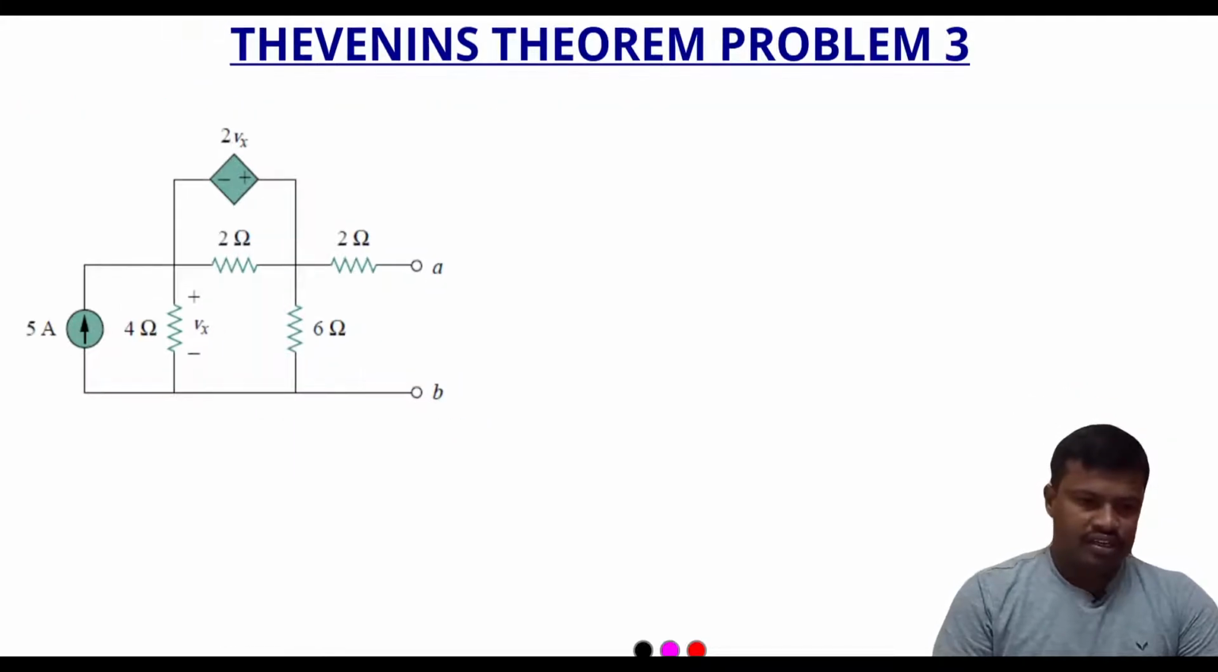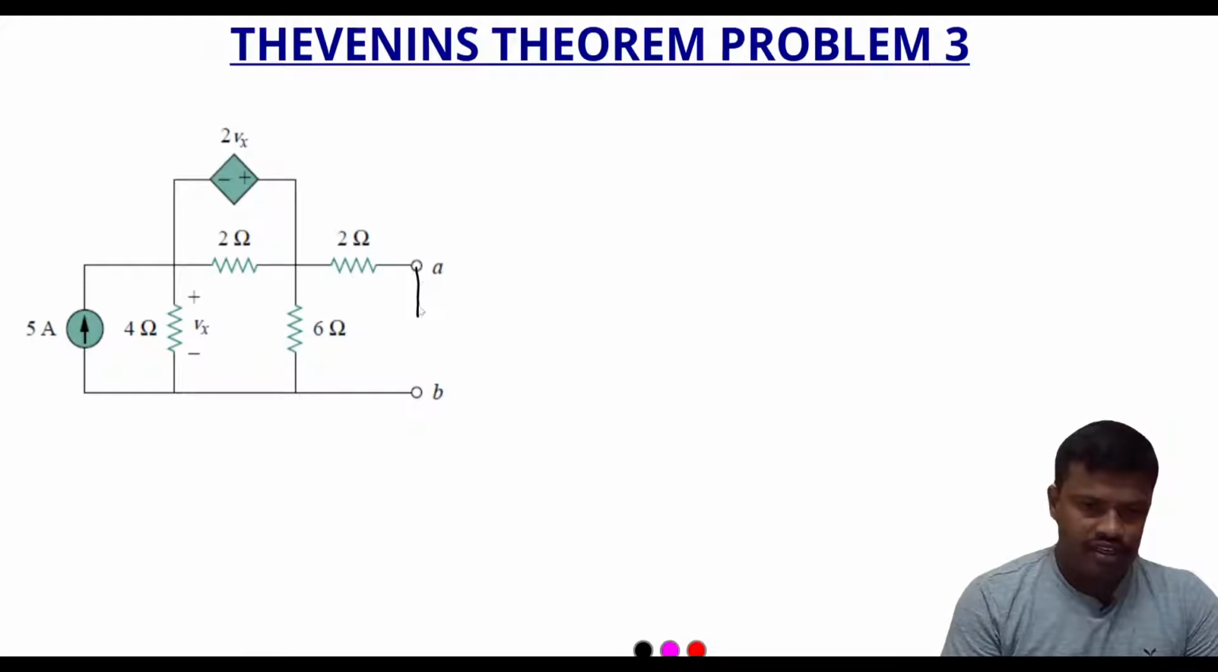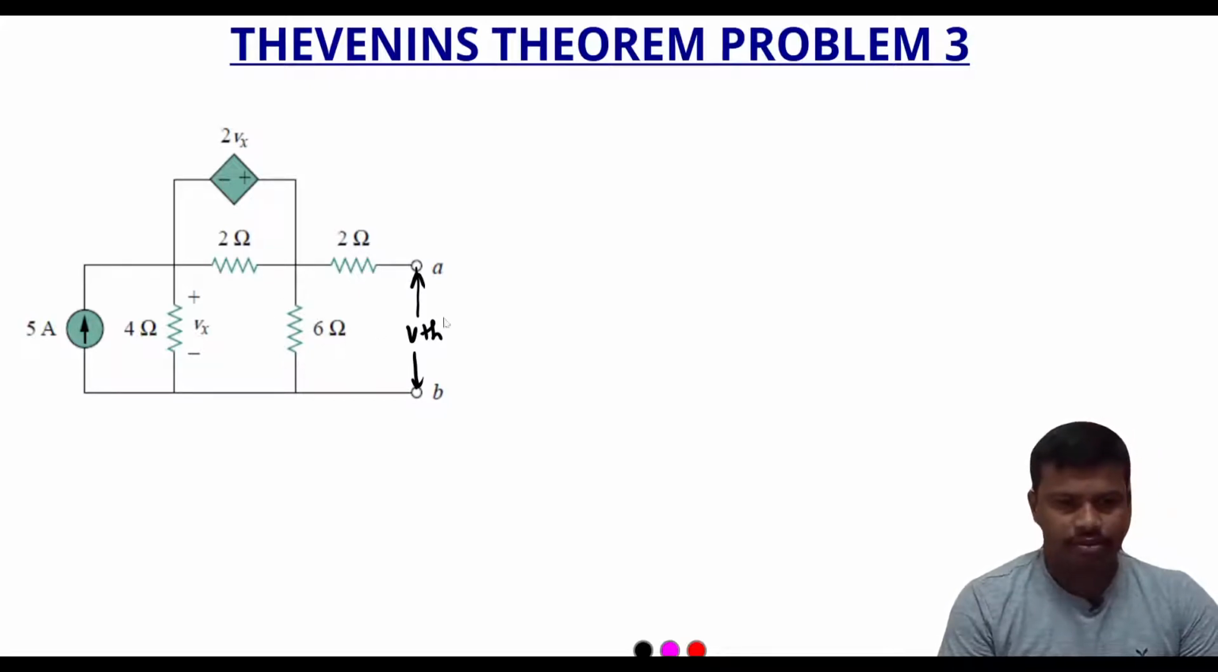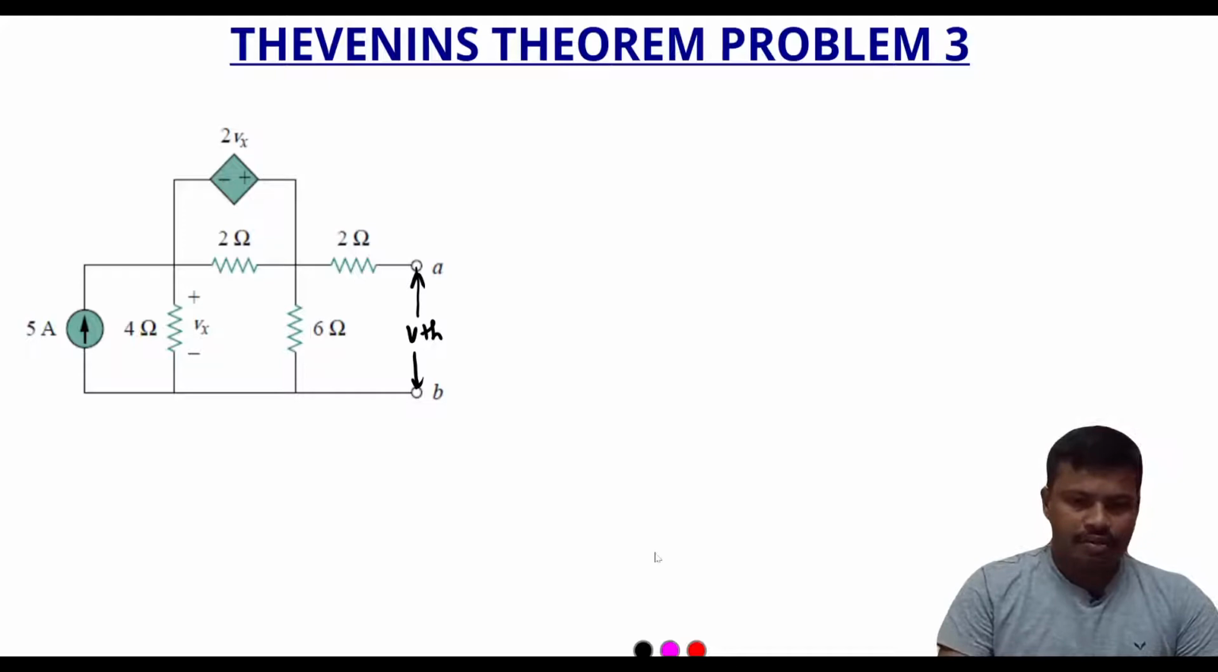Let us start. This is the circuit. Now we need to find the voltage across the terminals A and B. This is Vth. Vth is equal to the voltage drop across this 6 ohm resistor. Whatever voltage drop is available across this 6 ohm resistor will be present across the terminals A and B, which is equal to the Thevenin voltage. To find the voltage drop across this 6 ohm resistor, we will use mesh analysis.